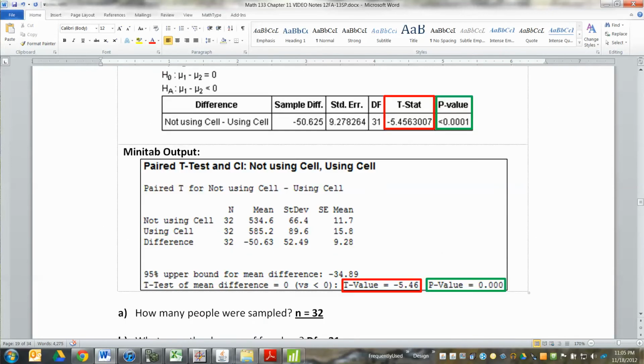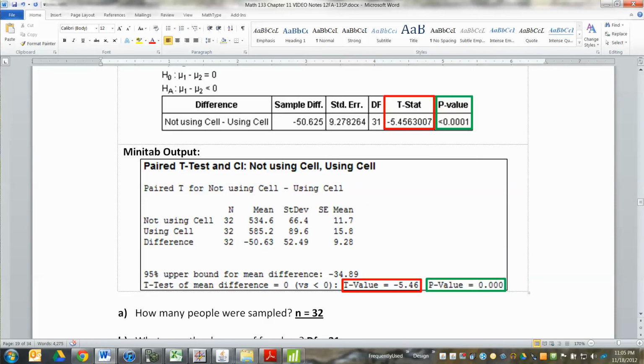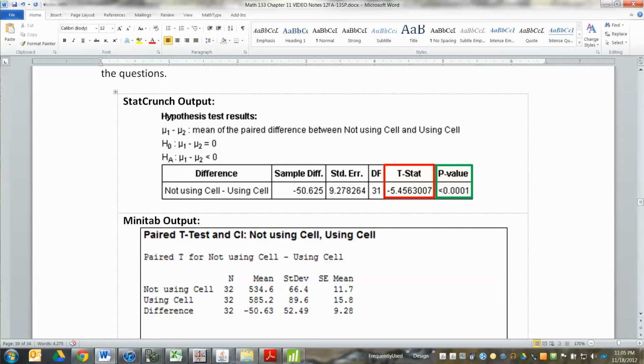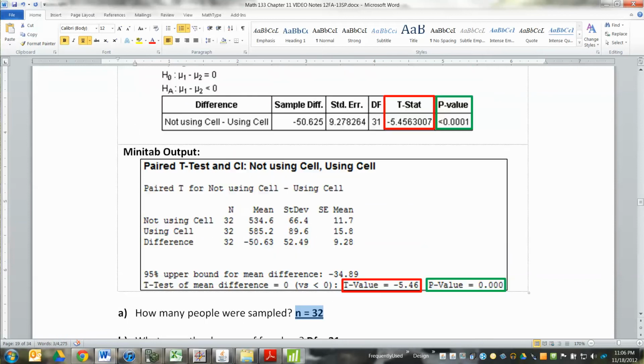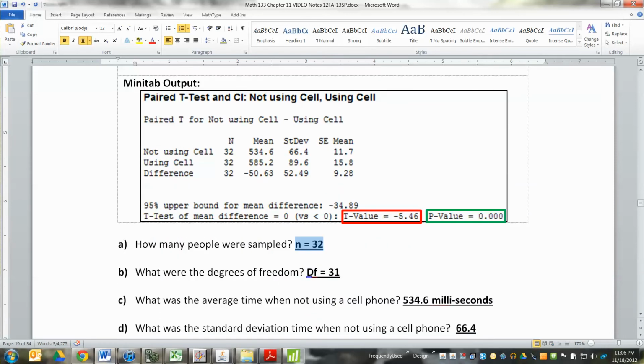So here are the hypothesis test outputs for two computer programs. Now, how many people were sampled? Well, you can see that right here. It's 32 for Minitab. Now, StatCrunch doesn't give it to you straight up. They tell you the degrees of freedom right there is 31. So if you know degrees of freedom is 31, then you can suppose that n must have been 32. And remember, you don't know which computer output you're going to get on an exam, so you want to make sure you can find everything with both outputs. All right, so n is 32, and the degrees of freedom is 31.